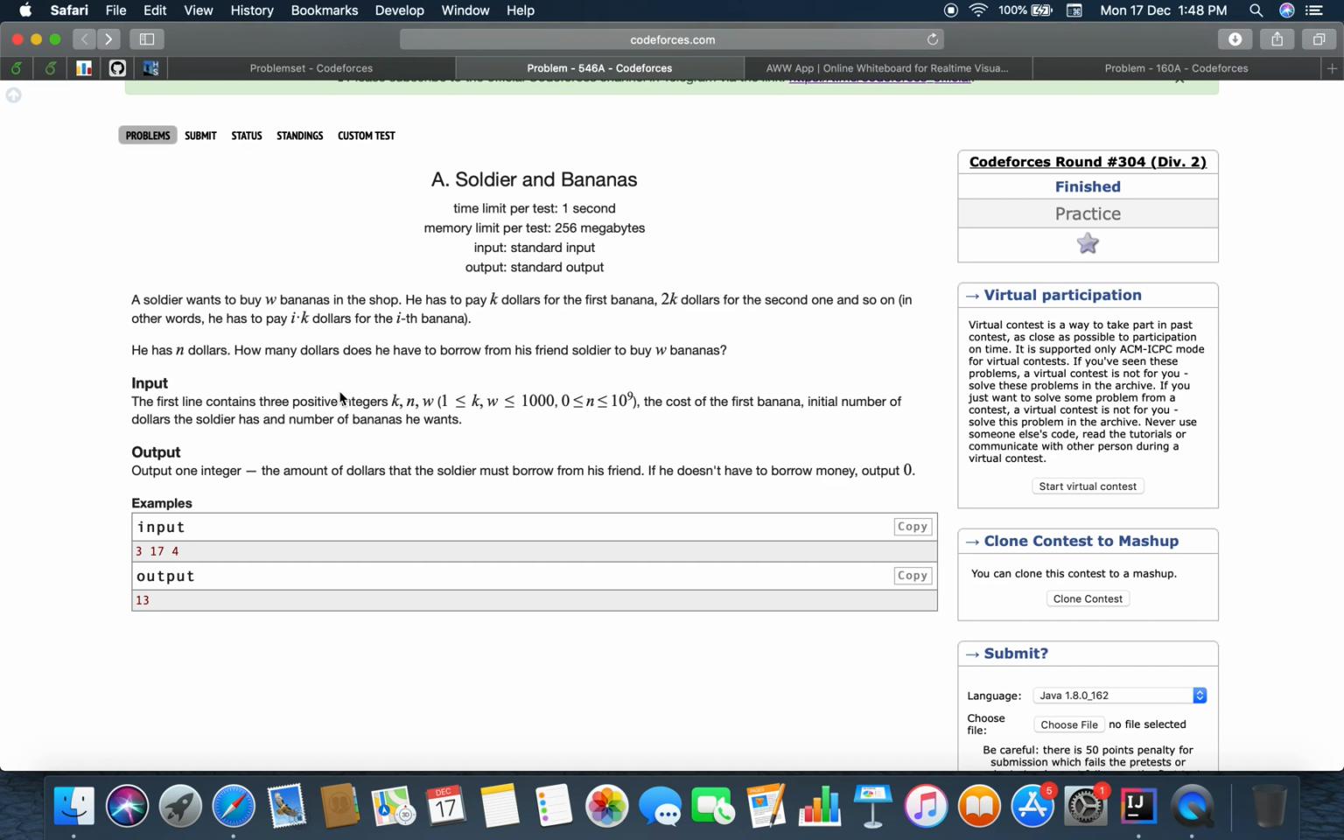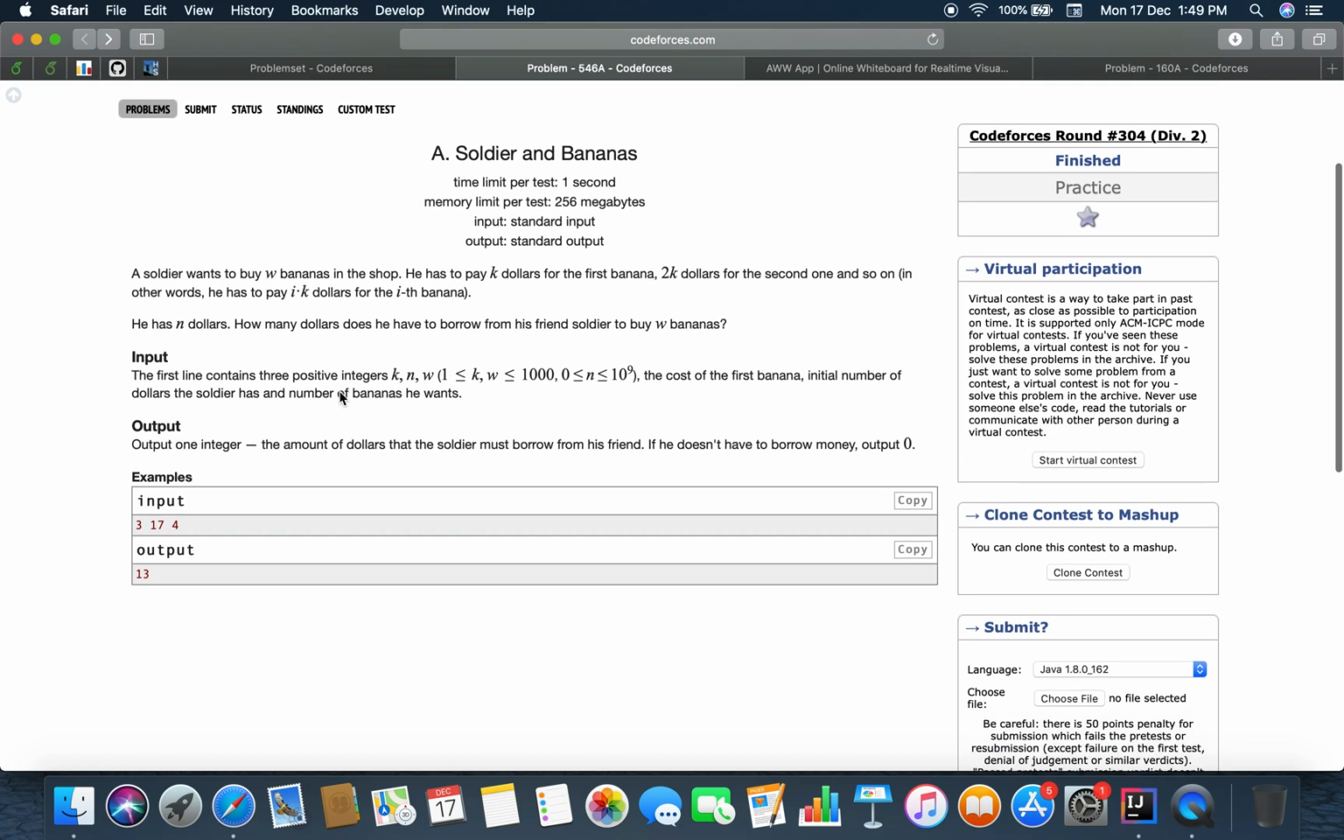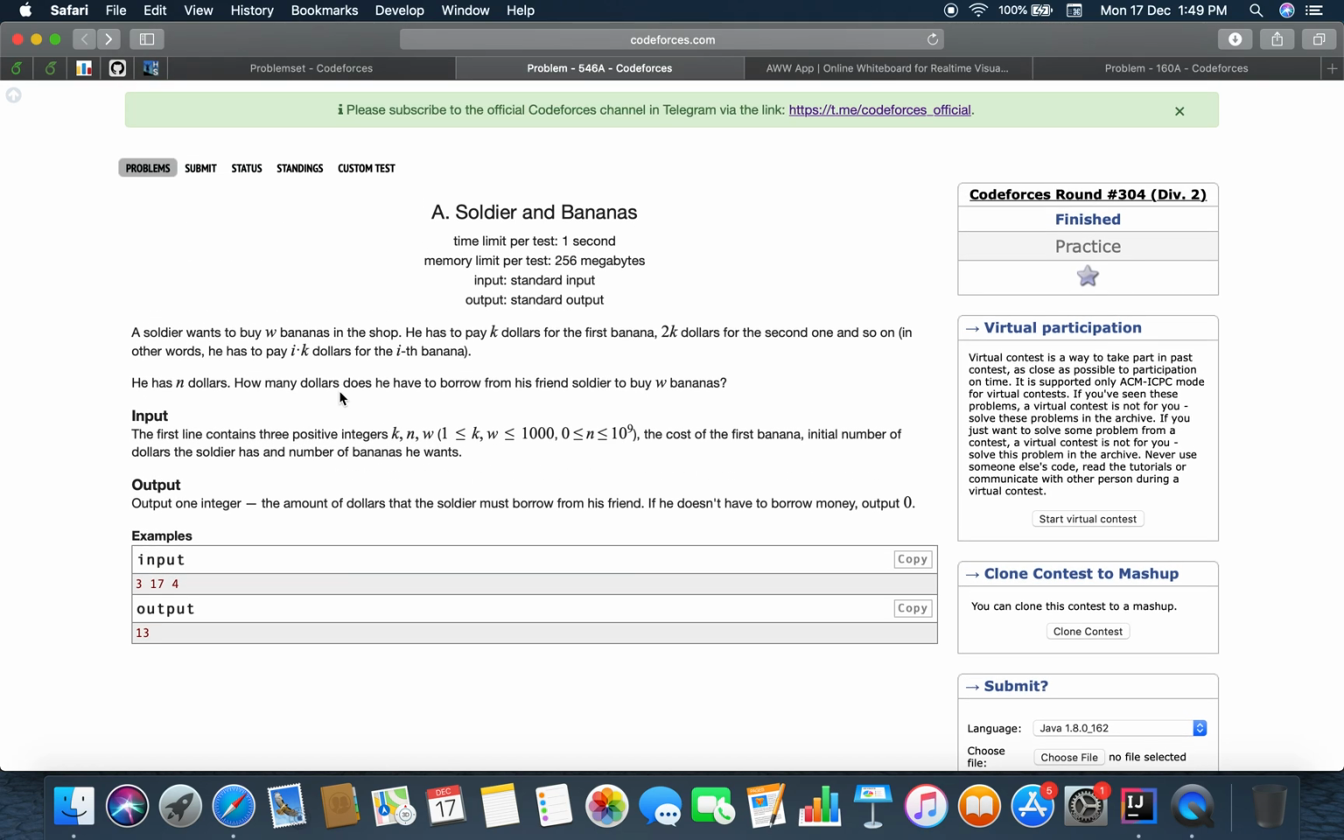Input: the first line contains three positive integers k, n, and w: the cost of the first banana, the initial number of dollars the soldier has, and the number of bananas. Output one integer, the amount of dollars that the soldier must borrow from his friend. If he doesn't have to borrow money, output 0. So it's a basic mathematical problem where you have to work out how much he has to borrow from the friend for buying exactly w bananas.